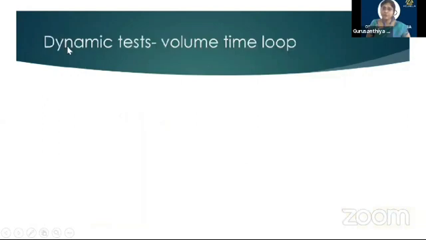As of now, we have seen only the bedside pulmonary tests and the lung mechanics involving the static lung volumes and capacities. Now we are going to see the dynamic tests. The first one is the volume time loop. What is a volume time loop?